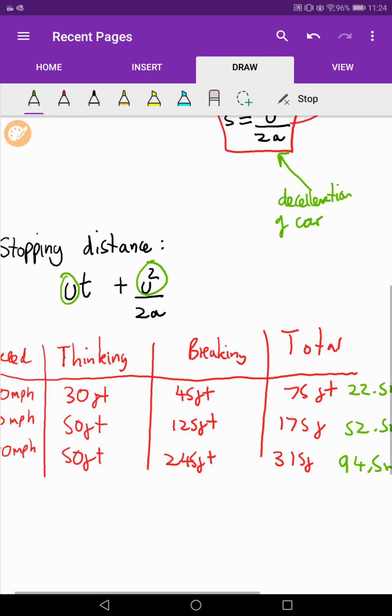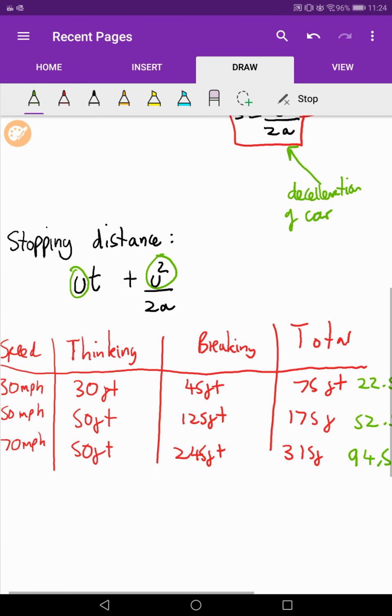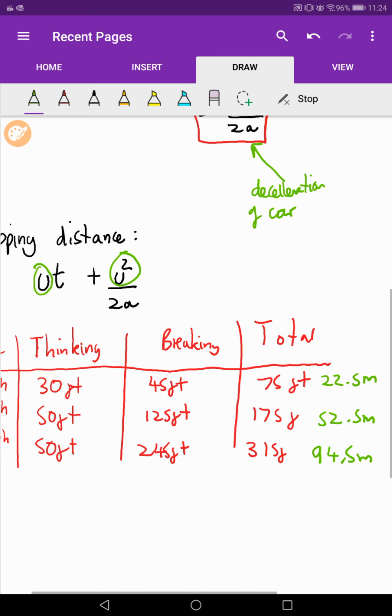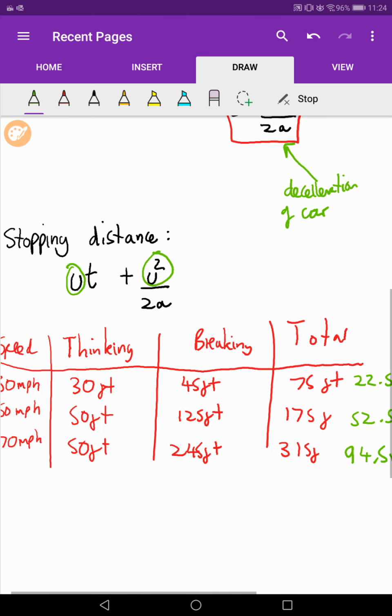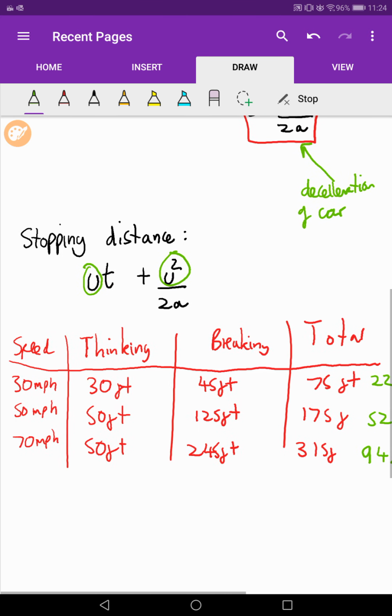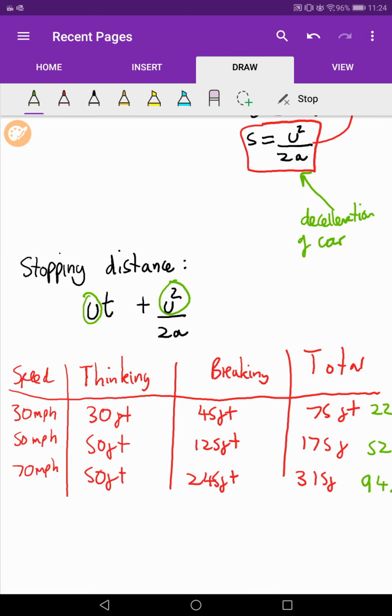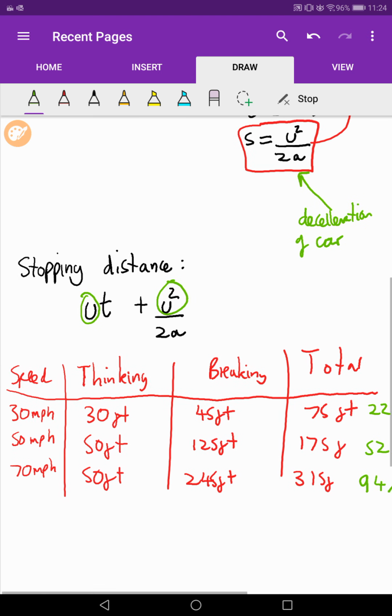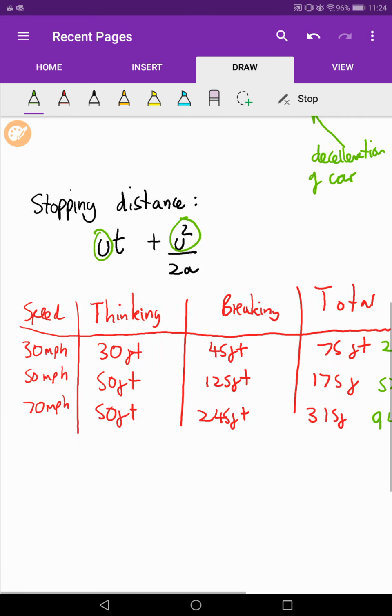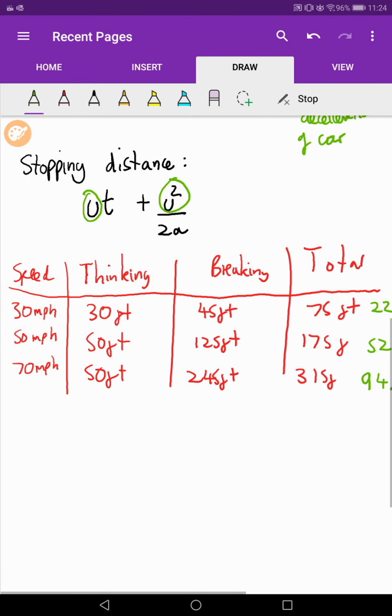So it's quite stark that if you double your speed, you're more than doubling your stopping distance, and that's why there are things like 20 miles an hour speed limits, because you can stop almost in half the distance just by reducing your speed.